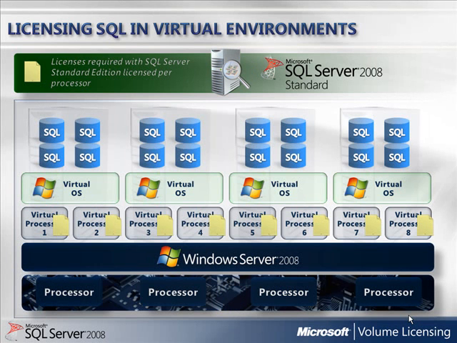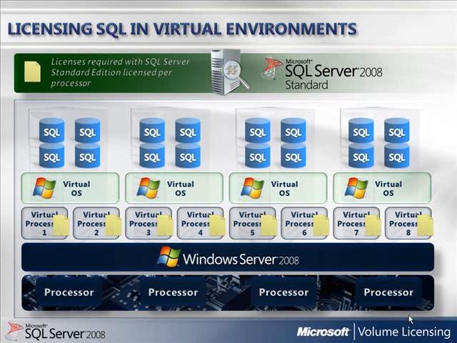With physical machines, you need to purchase a license for each physical processor when licensing Standard Edition in the per processor mode. It's very similar with virtual machines. You need a SQL Server Standard Edition license for each virtual processor that SQL is using. So in this example, 8 Standard Edition per processor licenses.